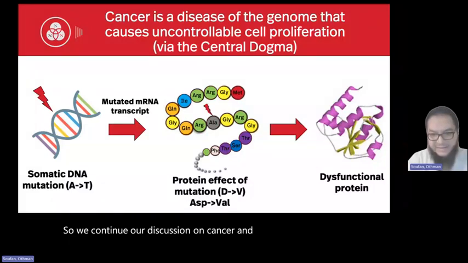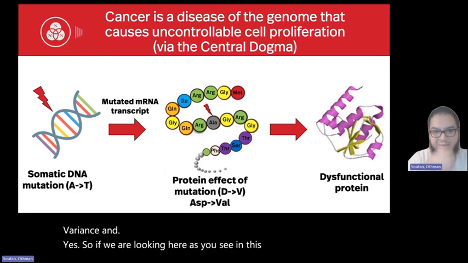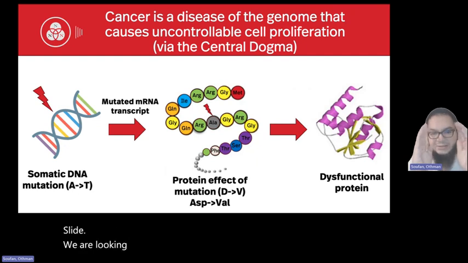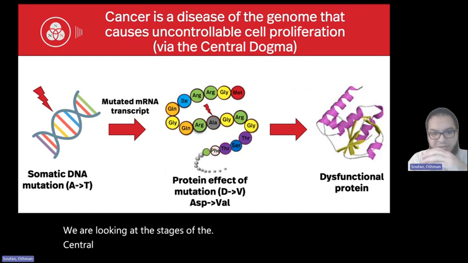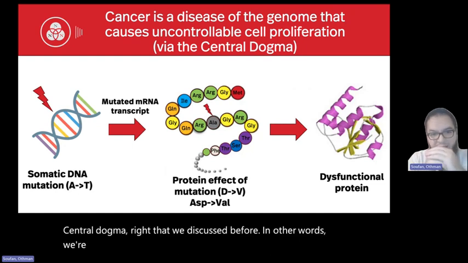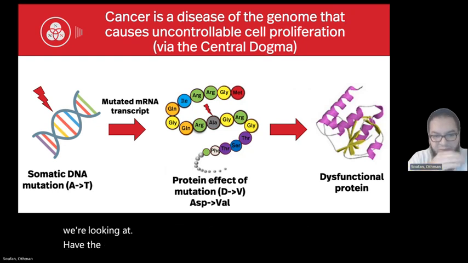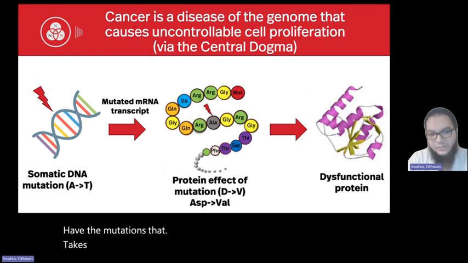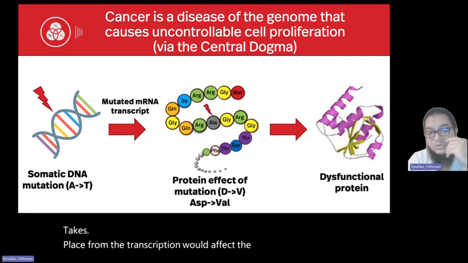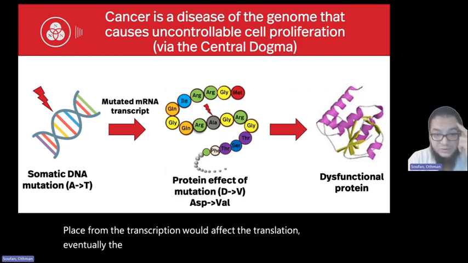Continue our discussion on cancer and variants. Yes, so if we're looking here, as you see in this slide, we are looking at the stages of the central dogma, right, that we discussed before. In other words, we're looking at how the mutations that take place from the transcription would affect translation, eventually the protein function.